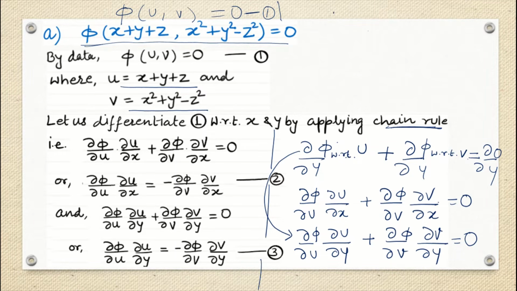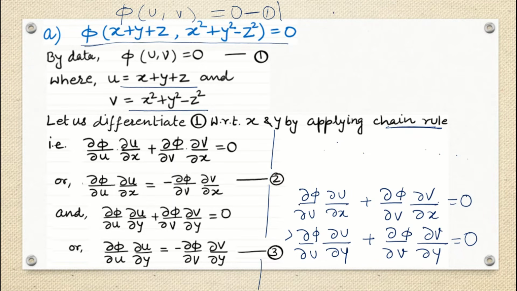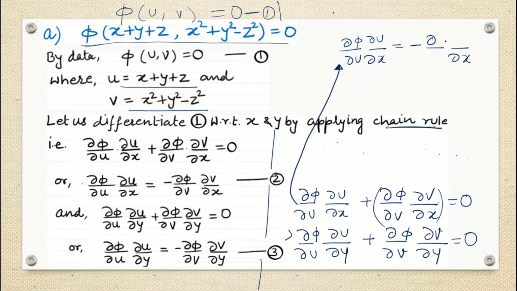Now if I make this equation a little simpler, I can write it in a much simpler fashion. That means I am writing del by del x of phi with respect to u, and then I take this complete term to the right hand side. That means minus, because it is plus here, so minus del by del x of phi with respect to v. These are just rearrangements, I did not do anything more.